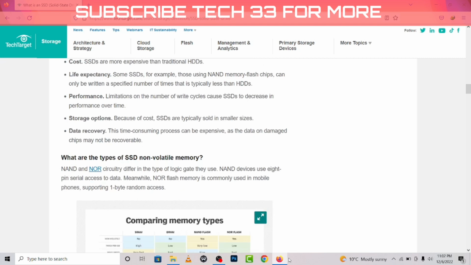What are the types of SSD? NAND or NOR differ in the type of logic gate they use. NAND devices use 8-pin serial access to data. Meanwhile, NOR flash memory is commonly used in mobile phones, supporting one byte random access.